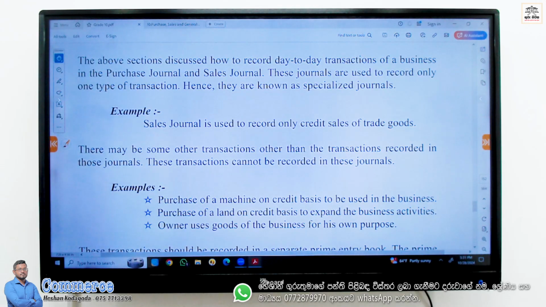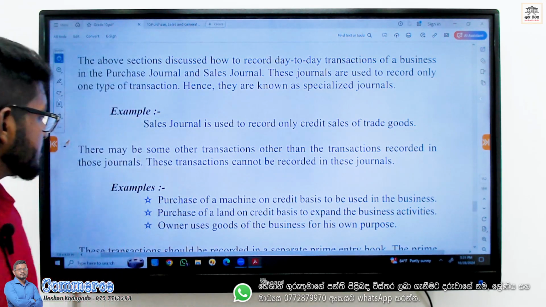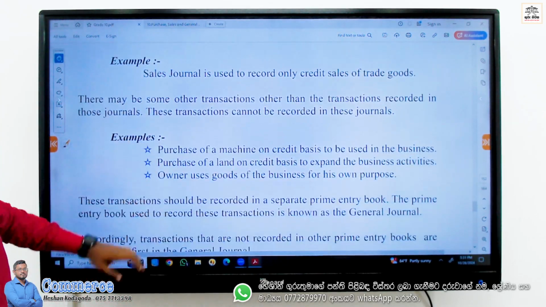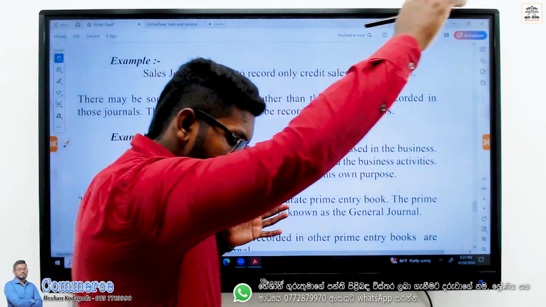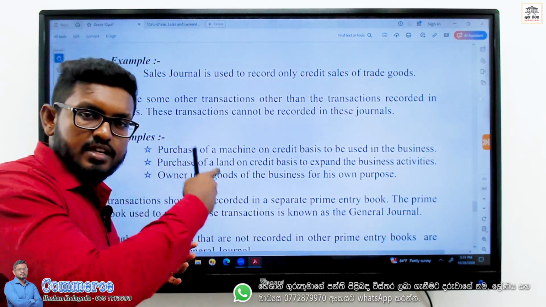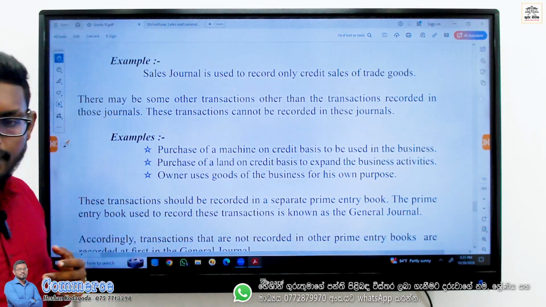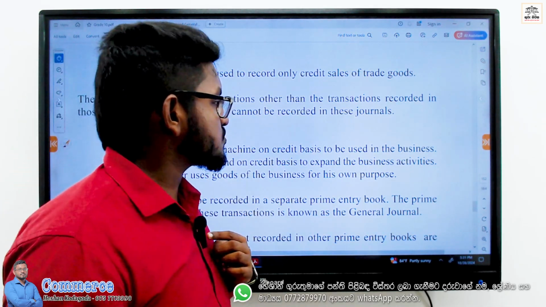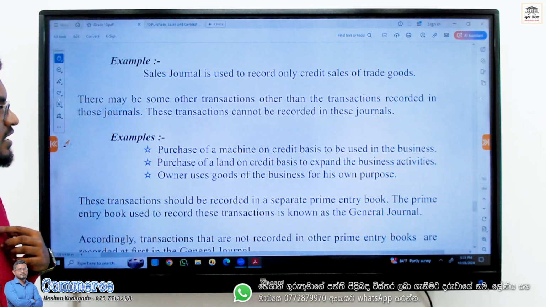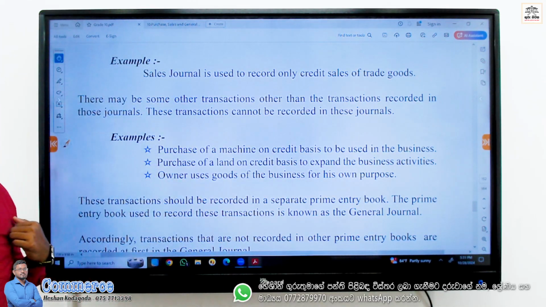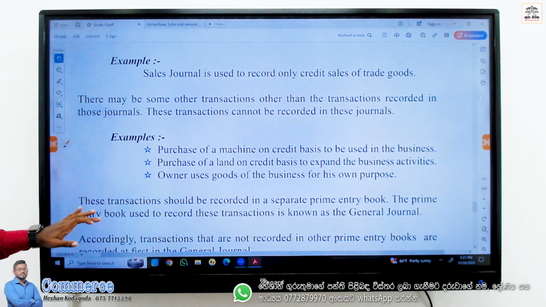There may be some other transactions other than those recorded in these journals. These transactions cannot be recorded in these journals. For example, purchase of a machine on credit basis to be used in the business. All things bought on credit for use in the business are recorded in what? General journal, right? Okay, understand? Purchase of a land on credit basis to expand the business activity. Owner uses goods of the business for his own purpose. I know it. Are you there, guys? Right? So these are the transactions.